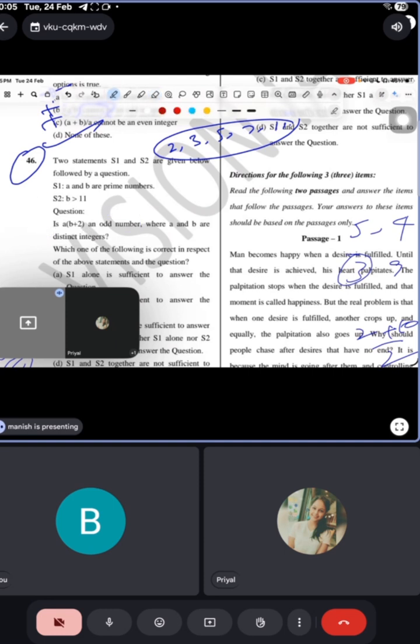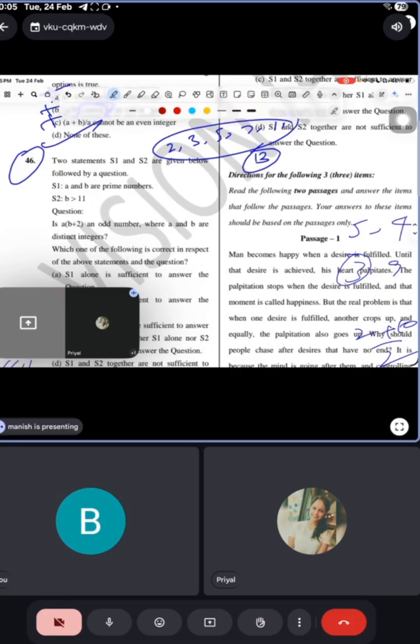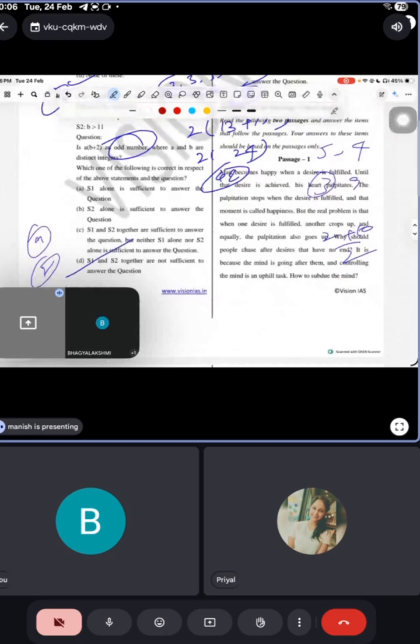B is greater than 11. So let's say 13. If I take A as 2, then 13 plus 11. So what will I get? 24, 48. This is also even. So it means it can be both odd and even, guys. But I want a definite answer. It means data is not sufficient. So see, B will be the answer.